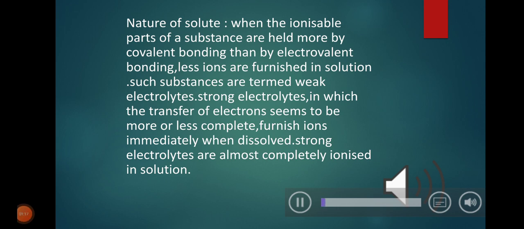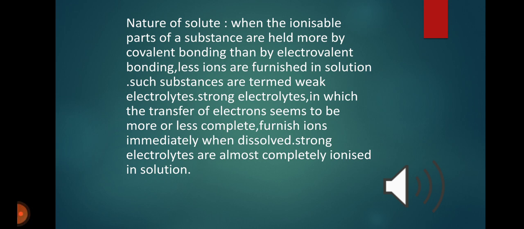Nature of solute. When the solute is a weak electrolyte or a strong electrolyte, what happens to the degree of ionization? When the ionizable parts of a molecule of a substance are held more by covalent bonding than by electrovalent bonding, fewer ions are furnished in a solution. So such substances are termed weak electrolytes.